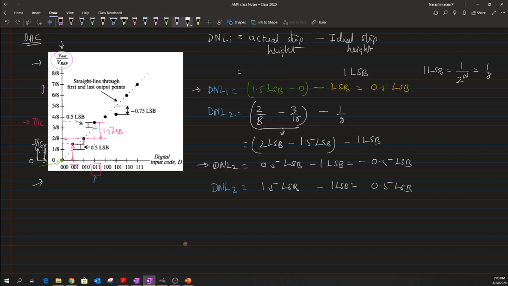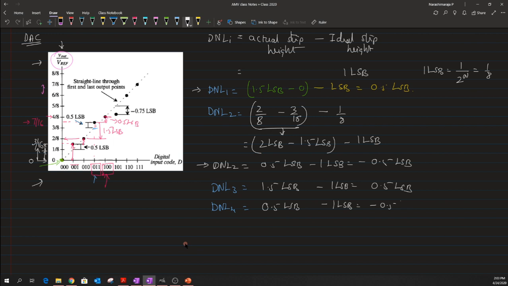And for DNL of 4, look for the input which is equal to 100, and for this input there is a corresponding output which is landing at 4 by 8. What we wanted is just the height, so you just take the height difference from this current value to the previous value, and obviously this will give us 0.5 LSB, the actual height. I am writing it here as 0.5 LSB minus the ideal height, which is 1 LSB, and that should give us minus 0.5 LSB here.